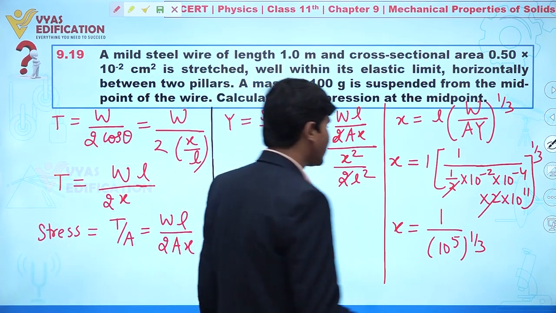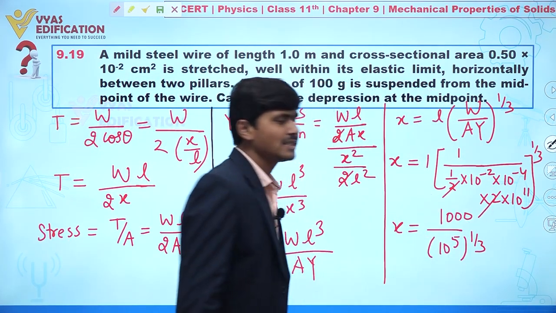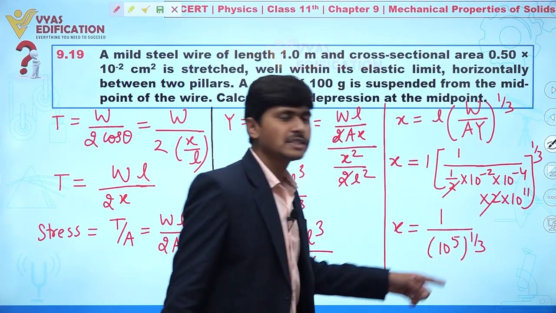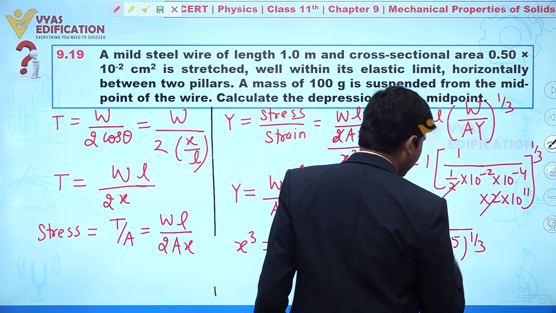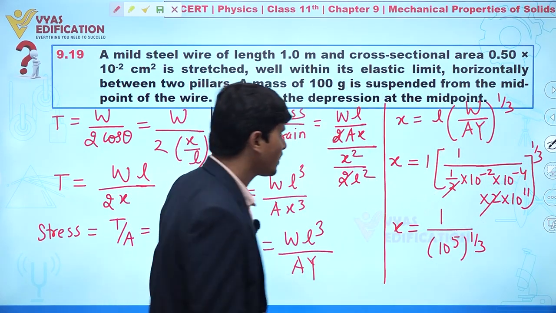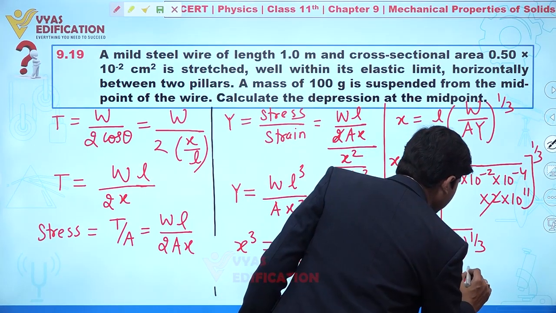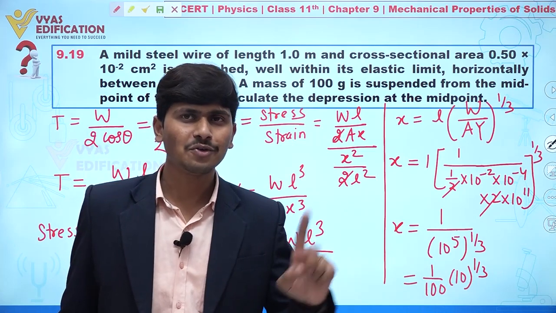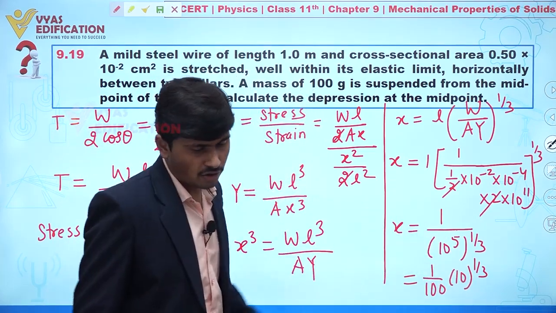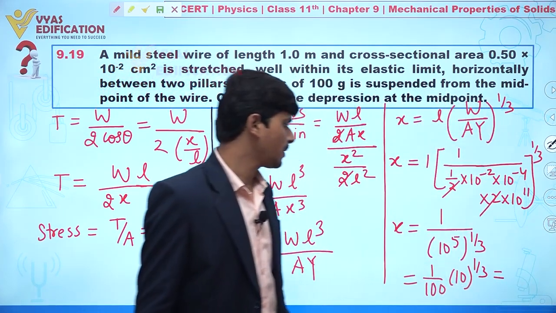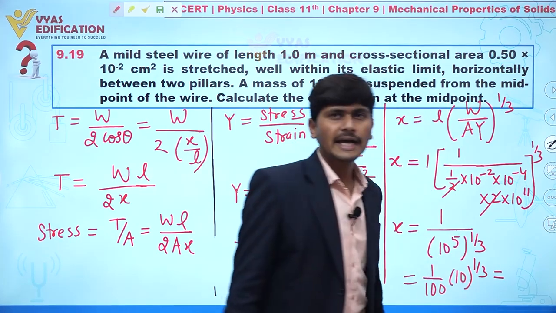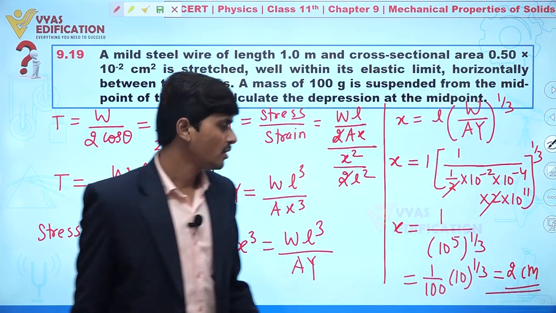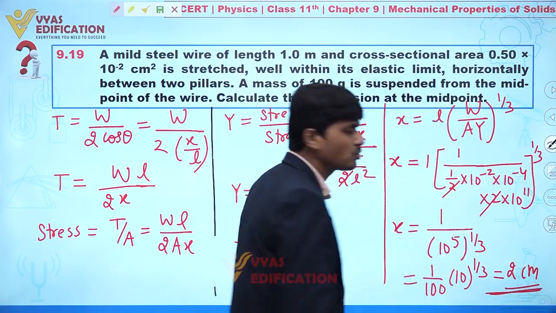Clear? So actually, you can also write like this. Let's suppose inside I multiply it with 10 and divide with 10. If I multiply it with 10, this becomes 10 to the power 6, and it will come out to be 100. So this is 1 by 100, and this is to the power 1 by 3. Clear? Now if you take the cube root, like the cube root of 8 we have 2, so 2 point something. So we are getting the value of x, that is near about 2 point something. If we exactly write all the values, we will get near about 2 centimeter. Approximately you will get 2 centimeter, clear to you?